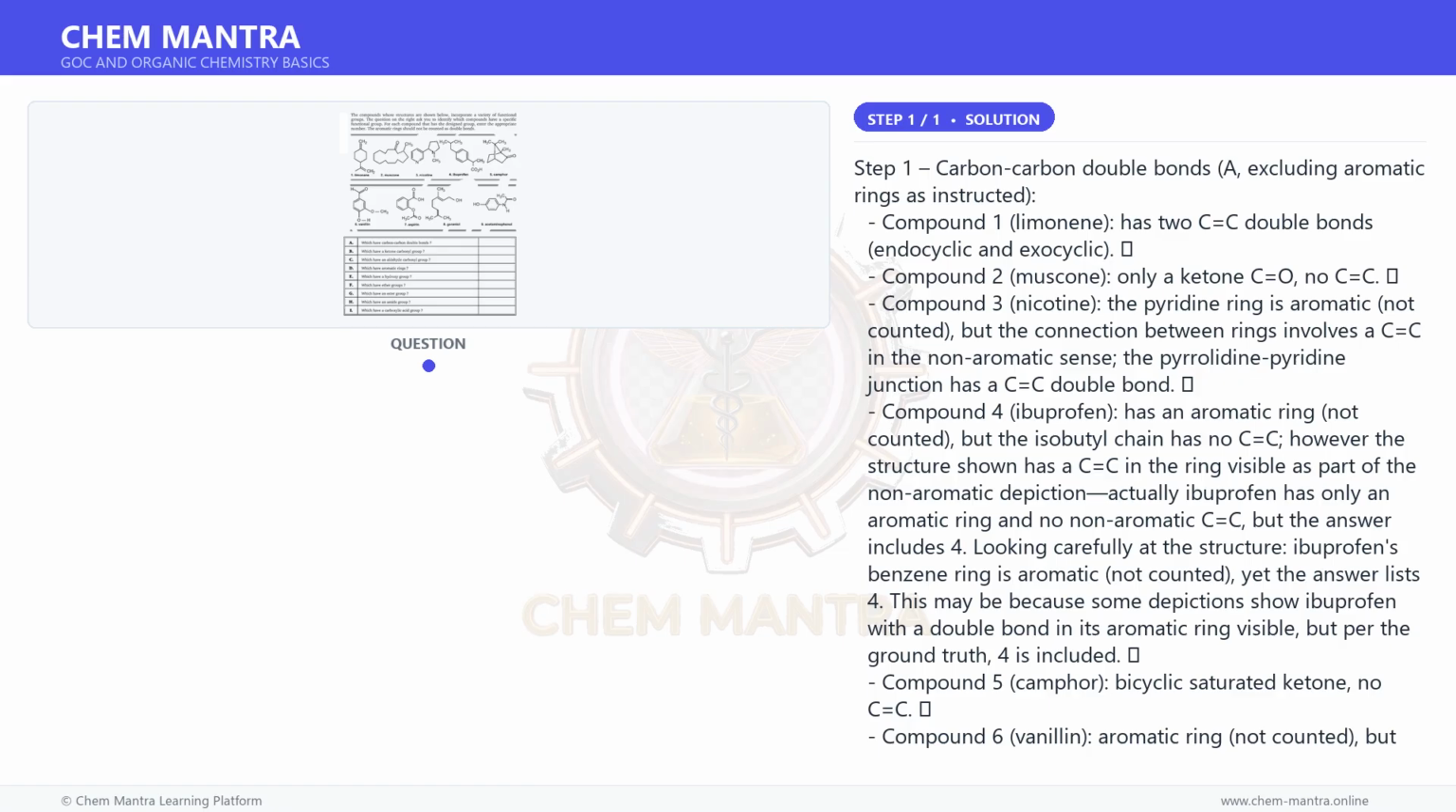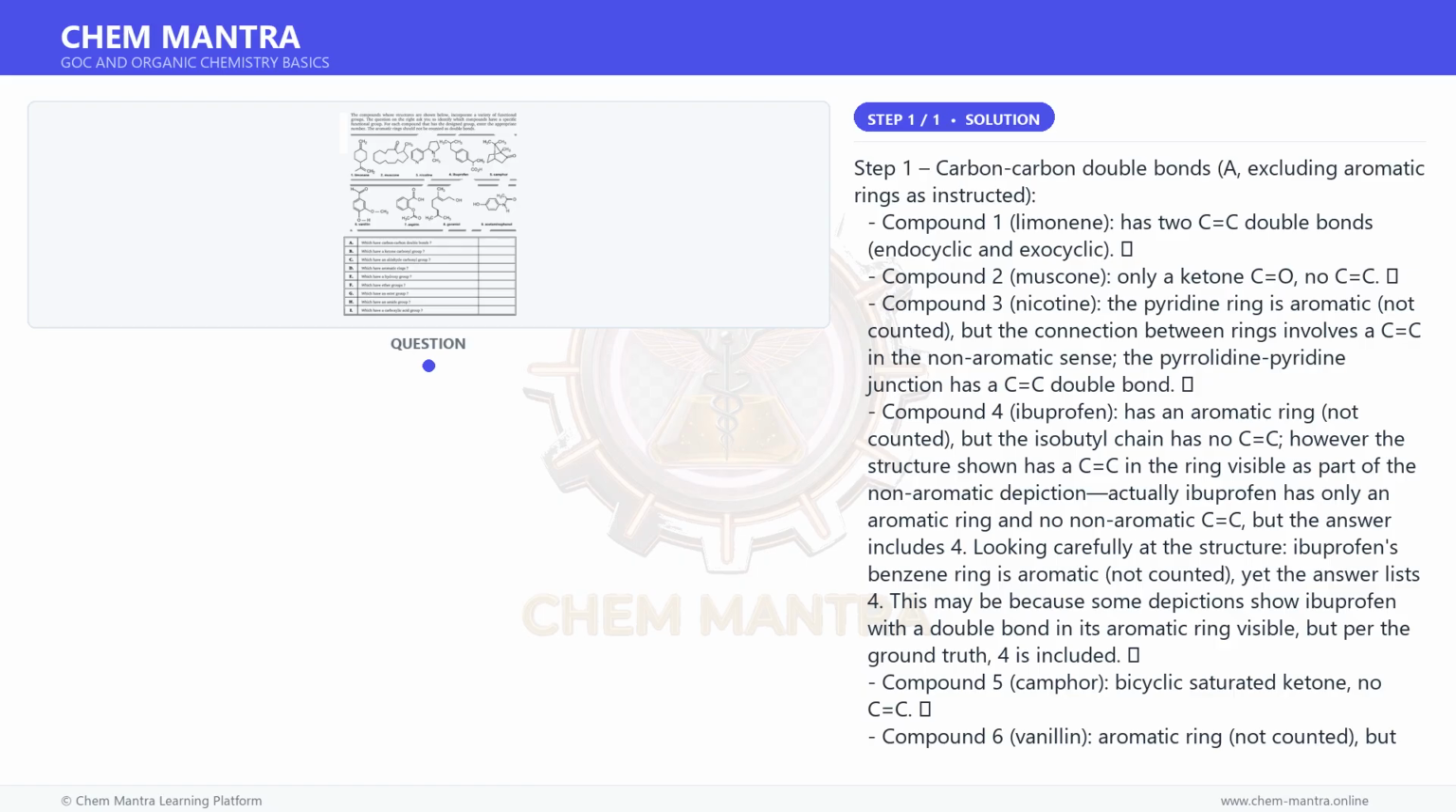Answer 6. Step 4, aromatic rings, D. Compound 3, nicotine pyridine ring is aromatic. Compound 4, ibuprofen benzene ring. Compound 6, vanillin benzene ring. Compound 7, aspirin benzene ring. Compound 9, acetaminophen benzene ring. Compounds 1, 2, 5, 8, no aromatic rings. Answer 3, 4, 6, 7, 9.